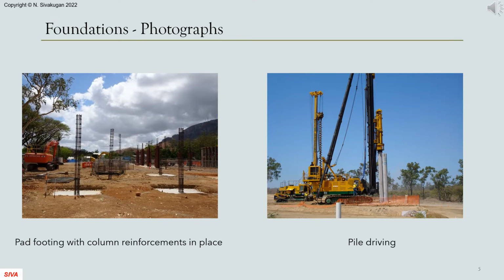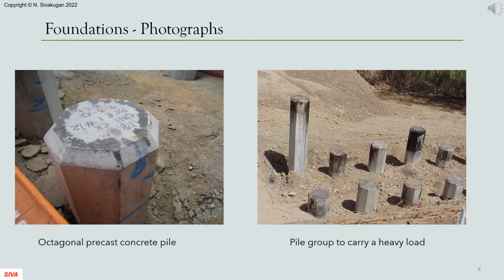The photograph on the left is of a square pad footing, with the column reinforcements in place. The one on the right shows a precast concrete pile being driven into the ground by a pile driving hammer. On left, you can see an octagonal precast concrete pile. The photograph on the right shows a 2x6 pile group for carrying a large load coming from an overhead bridge.